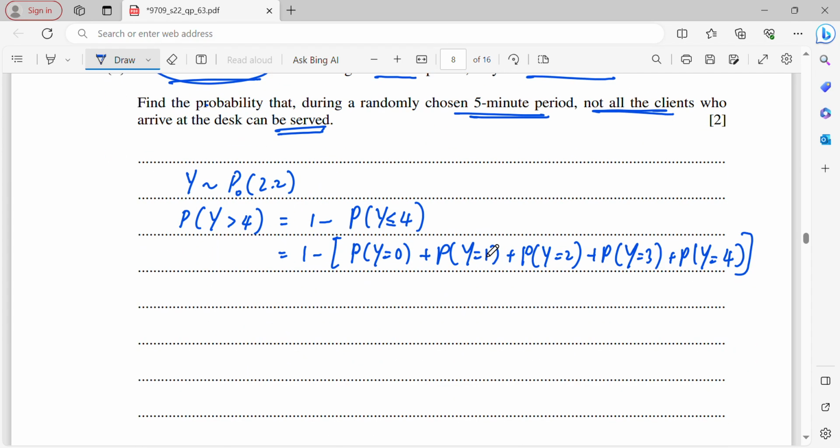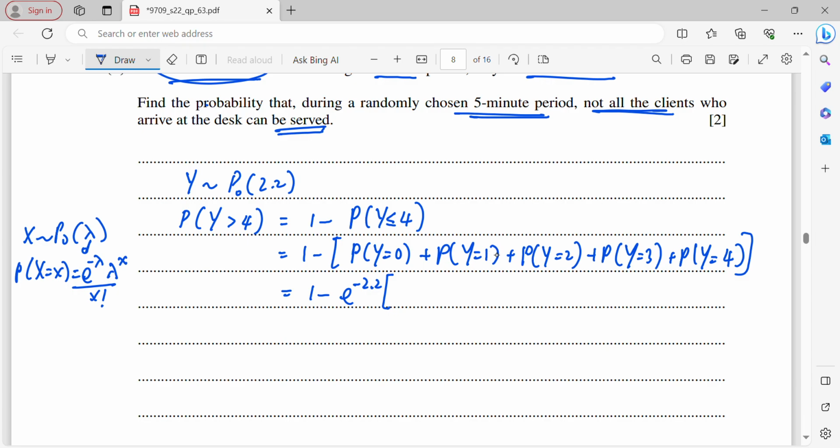Okay, then from here, again the Poisson formula, we know that X is Poisson lambda. So P(X = x) is going to be e to the minus lambda times lambda to the x over x factorial. So the e to the minus lambda is a constant. That means I can factorize the constant.